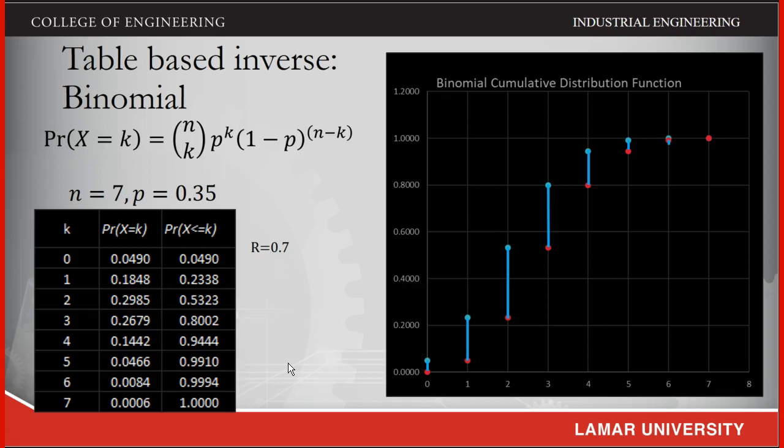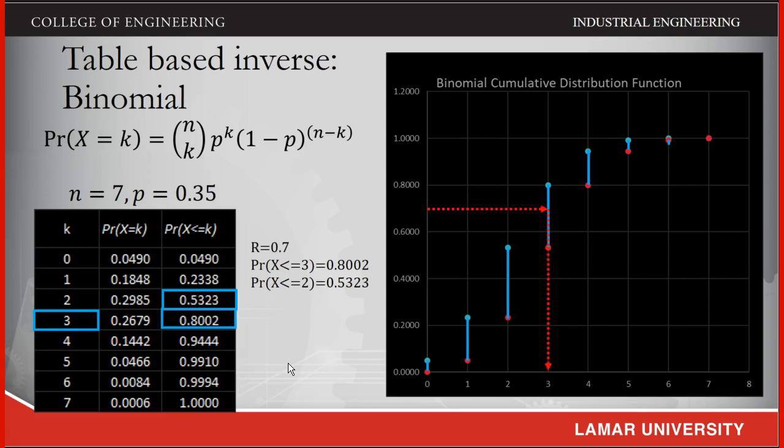So for instance, if the random number is 0.7, then the probability of x being less than or equal to 3 is 0.80, so x potentially could be 3. We check the probability of x being less than or equal to 2, and that's already too low, 0.5323. So this number falls between 2 and 3, and the right solution is to select k equals 3. And this is how it looks when we do it.